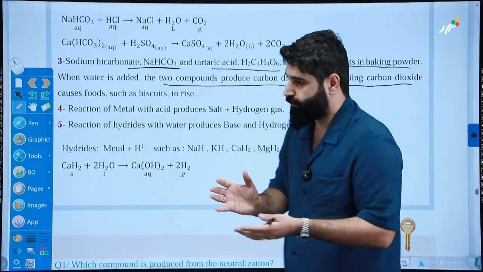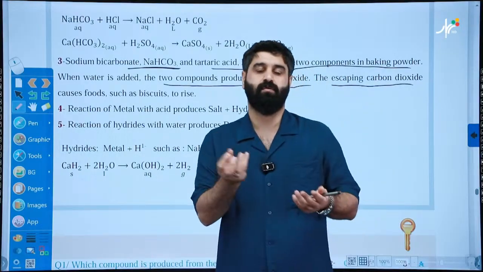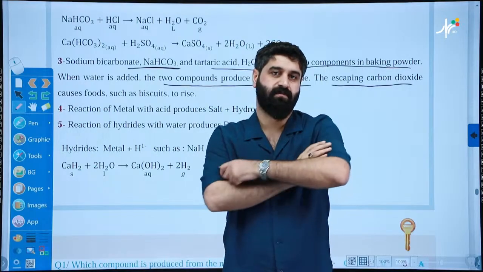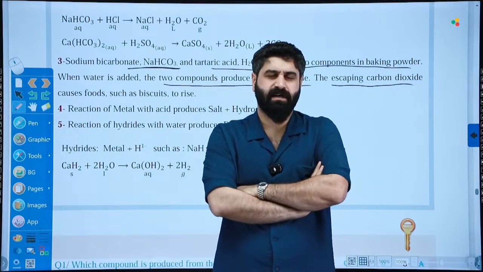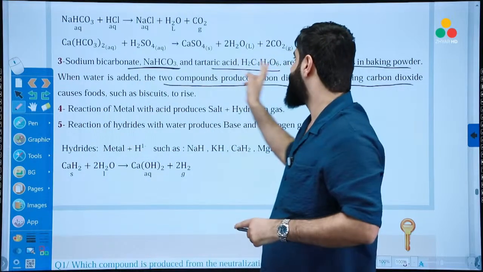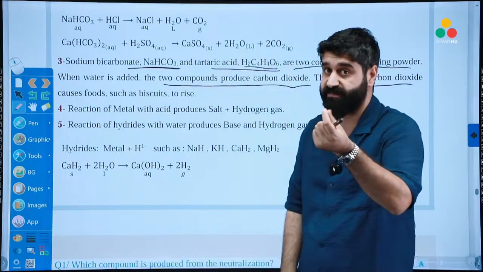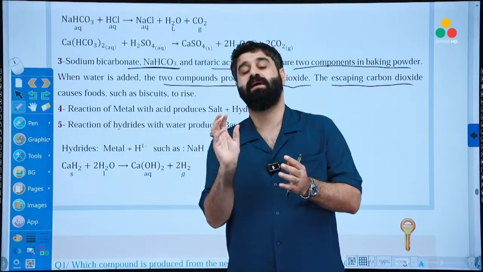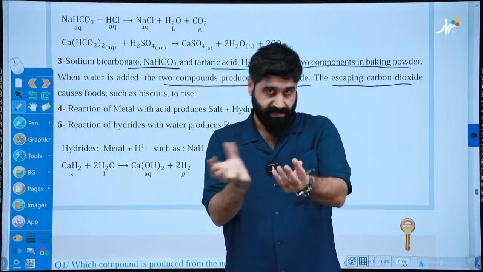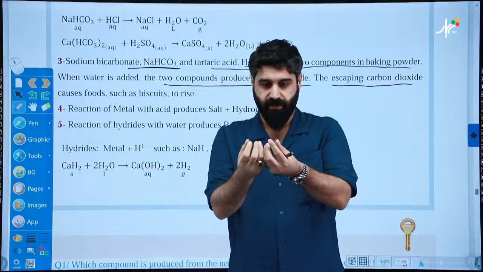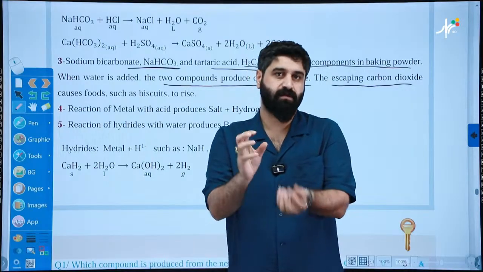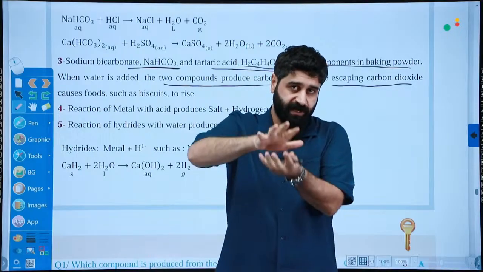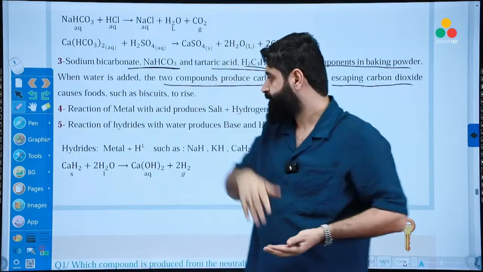When you prepare or try to make a cake, you will add baking powder. Initially, the baking powder is a solid substance that contains sodium bicarbonate and tartaric acid. Because it's a solid initially, they don't react together. But once you add the baking powder to the dough, they will dissolve in the water inside the dough. Then they start to react together to release carbon dioxide, which causes the food to rise.